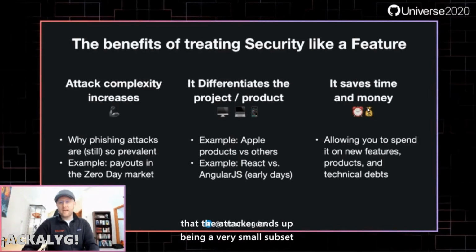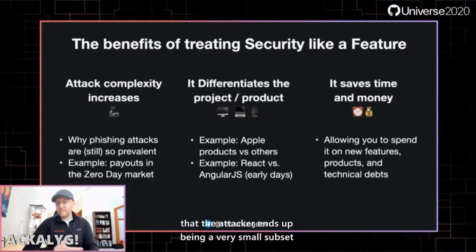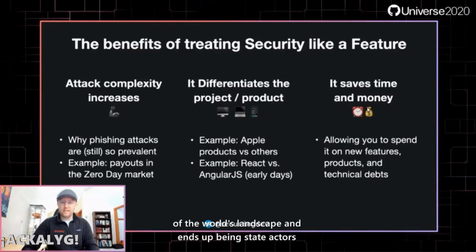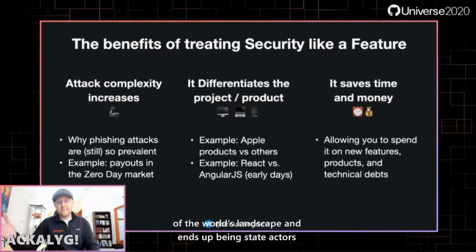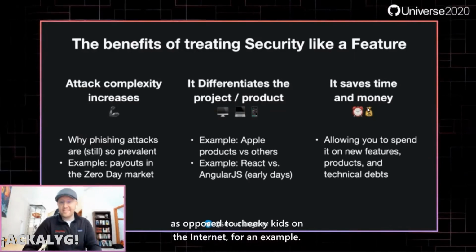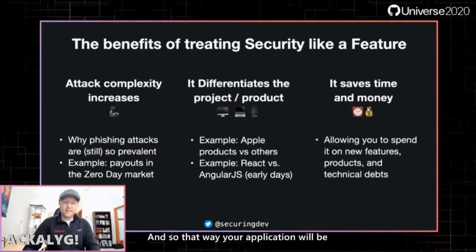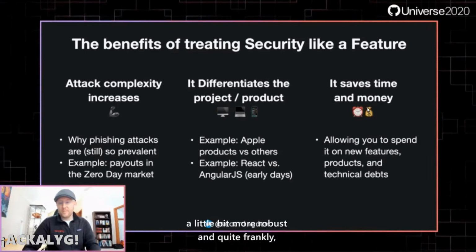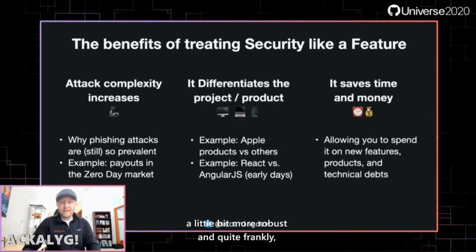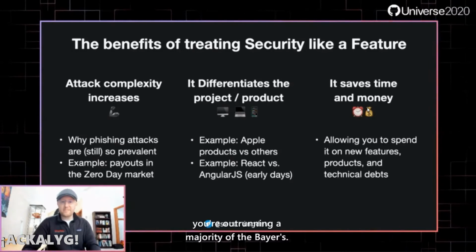Because what that ends up meaning is that the attacker ends up being a very small subset of the world's landscape. It ends up being state actors as opposed to cheeky kids on the internet, for an example. And so that way your application will be a little bit more robust, and quite frankly, you're outrunning a majority of the bears.